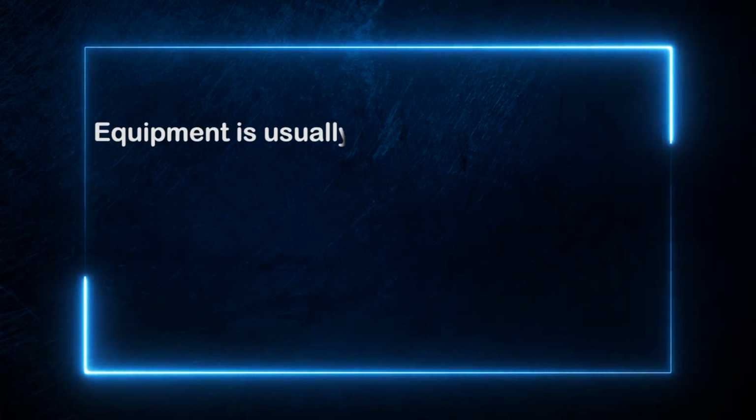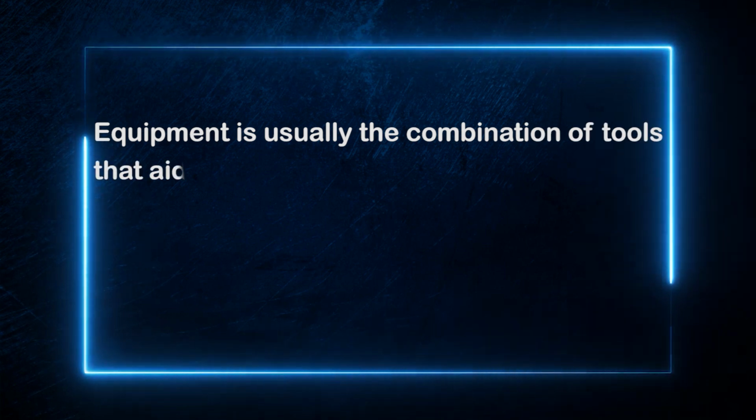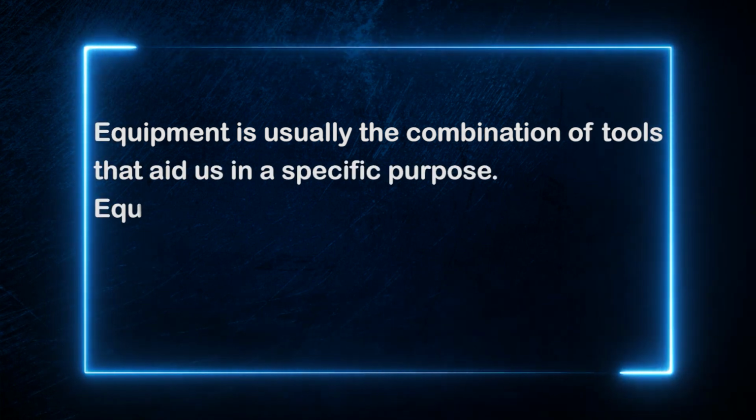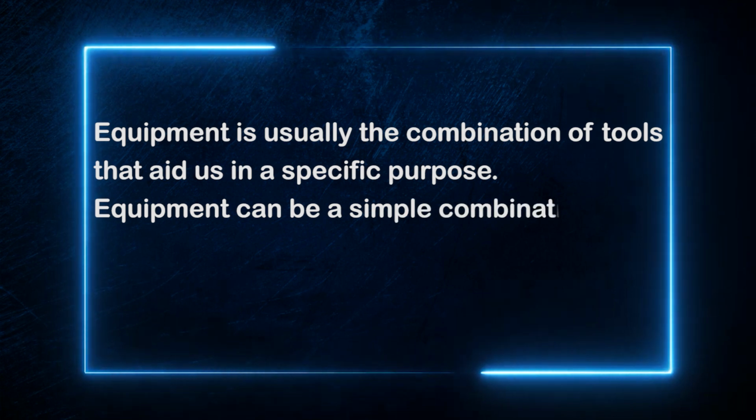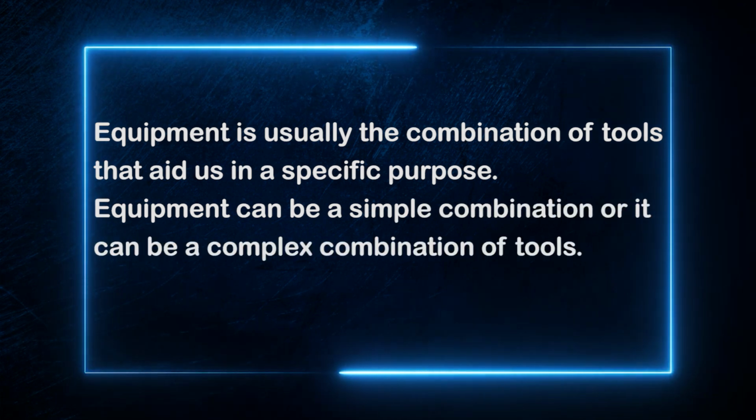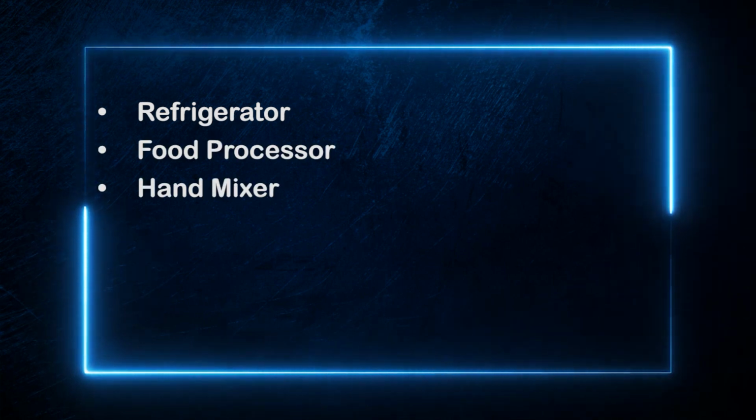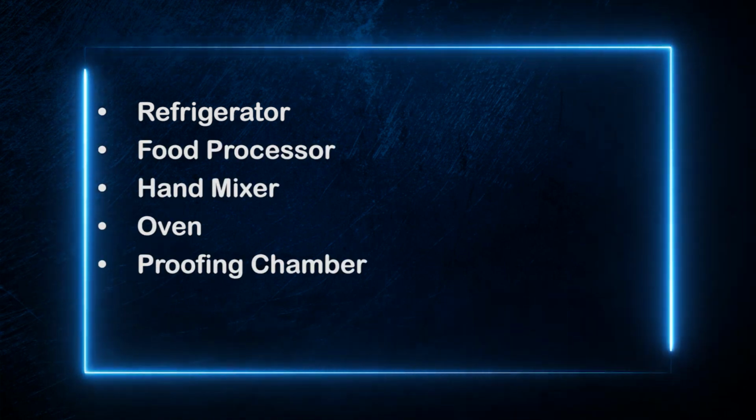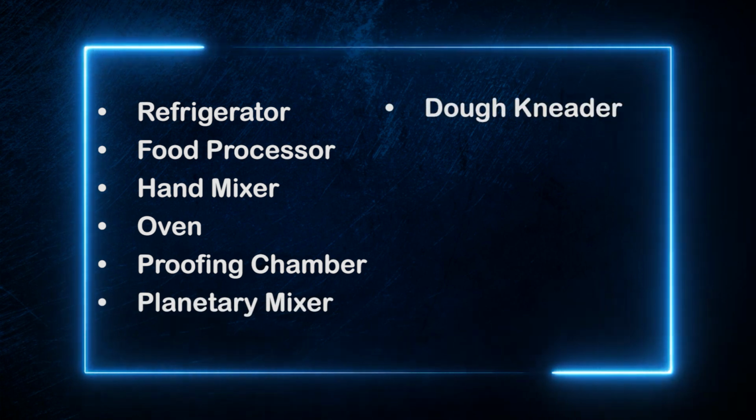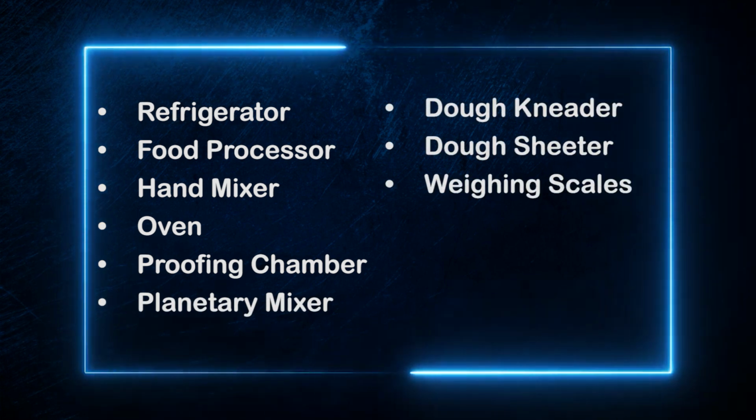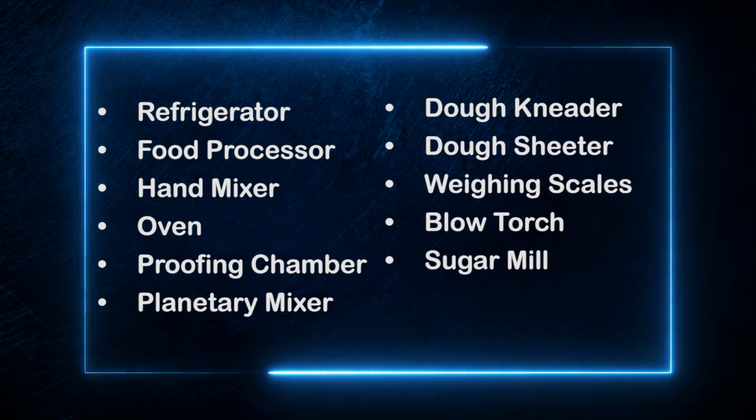Students, now let us summarize what we have learned in today's lecture. Equipment is usually the combination of tools that aid us in a specific purpose. Equipment can be a simple combination or it can be a complex combination of tools. Different types of bakery equipment used by the technician in a bakery are refrigerator, food processor, hand mixer, oven, proofing chamber, planetary mixer, dough kneader, dough sheeter, weighing scales, blowtorch and sugar mill.